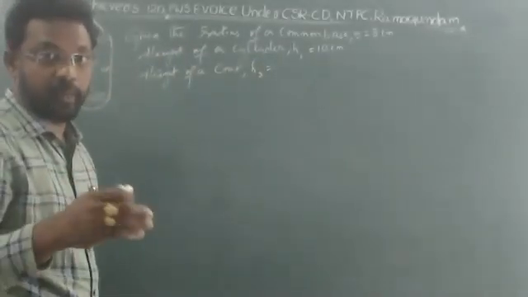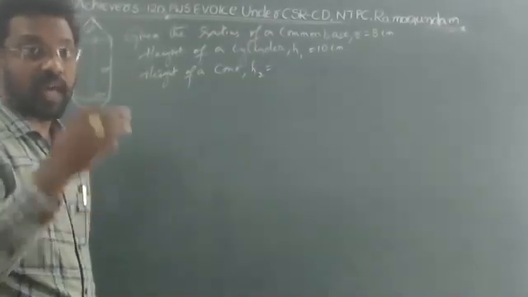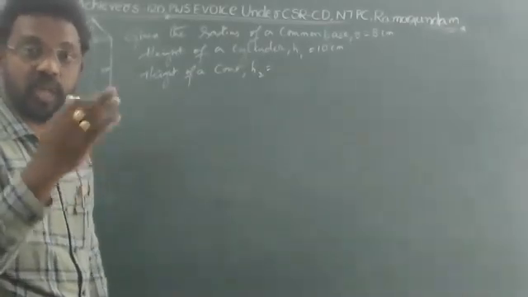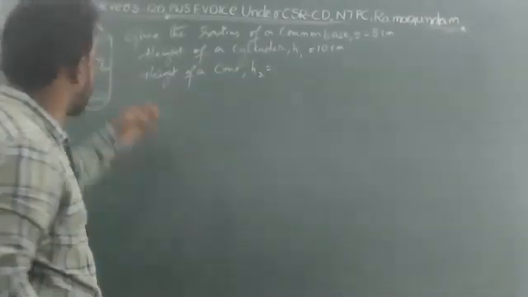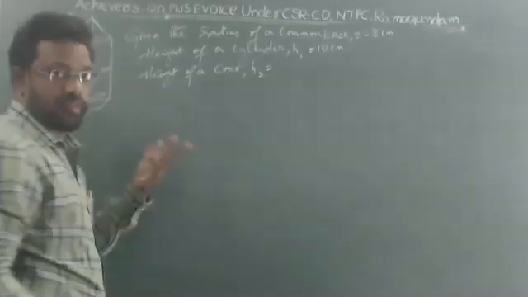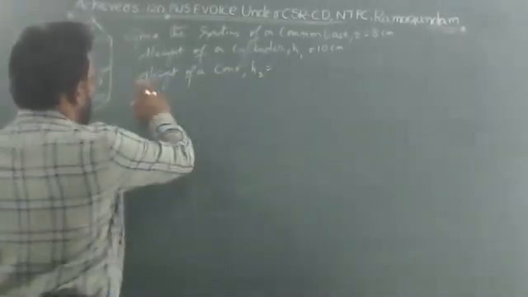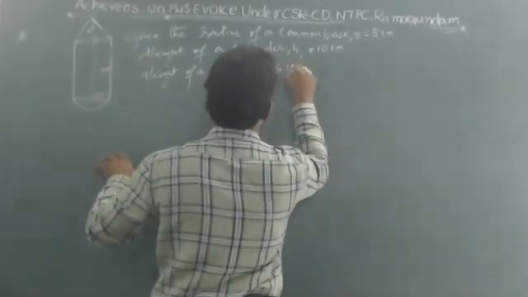Previously they were different: we took a slant height and another height. The slant height is L, the height is H. But here both heights we will call H, so let us take H1 and H2. The height of the cone H2 is equal to 6 centimeters.